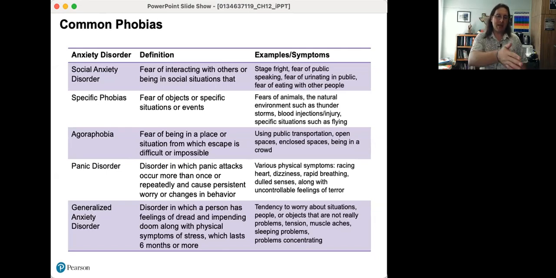Okay, and that doesn't mean that those symptoms last 6 months or more. It just means that they frequently, throughout the day, throughout the week, over those 6 months, have anxiety over something, and it's hard for them. It almost feels like it's impossible for them to get out of it.